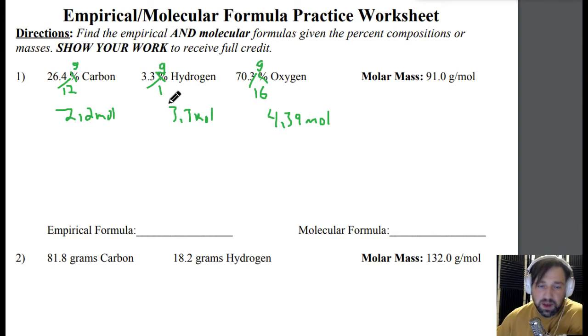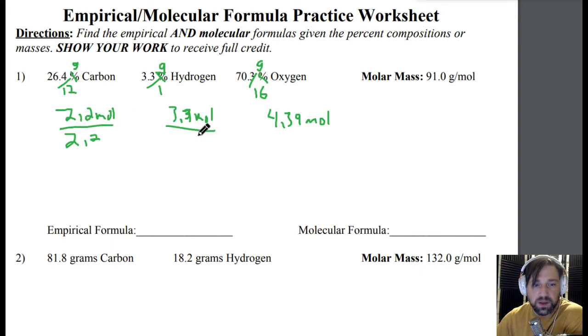All right, so now we have numbers, but none of these really make sense. They're not nice round numbers like a formula. It's not C1H2O4 or whatever. So what do we do now? What we do is we take the smallest one of these, and we're going to say that's our 1. So to make 2.2 into 1, we're going to divide it by 2.2. That means we have to do that with all of these.